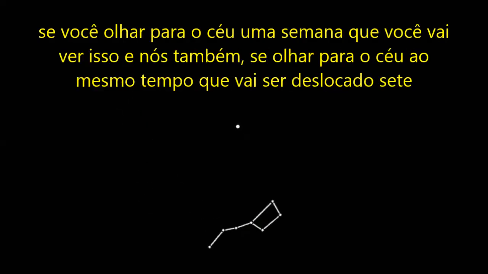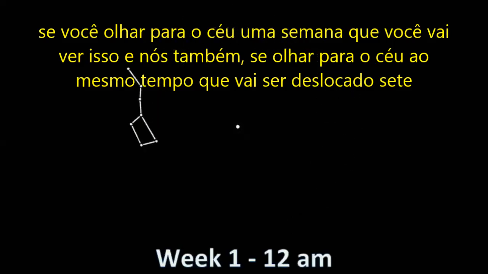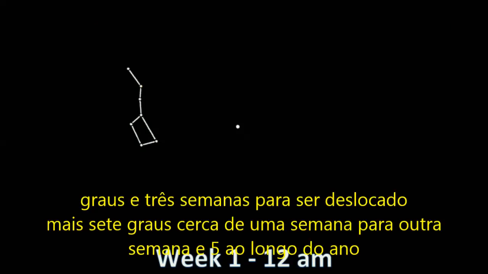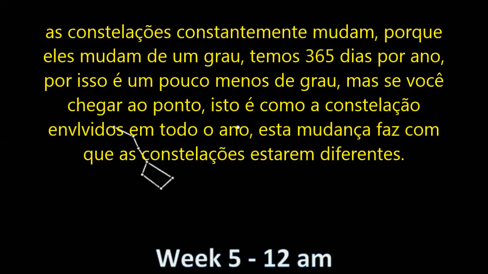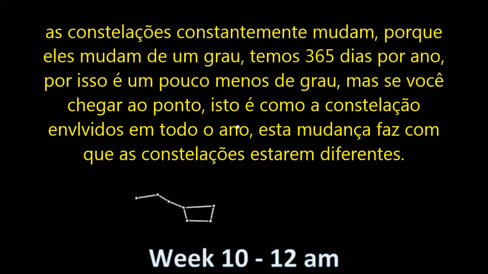Now because it gains 1 degree per day, if you were to look up at the sky at week 1, you're going to see this. And week 2, if you were to look up at the sky at the same time, it's going to be shifted 7 degrees. And week 3, it's going to be shifted another 7 degrees roughly, and week 4, and week 5. And throughout the year, the constellations will constantly shift because they shift 1 degree a day roughly. And we have 365 days a year. So it's slightly less than 1 degree, but you get the point.